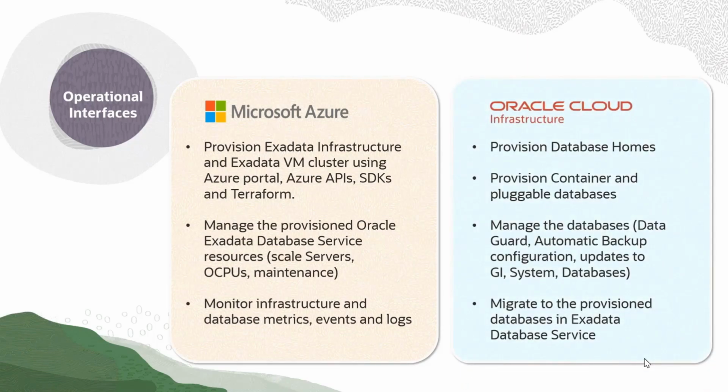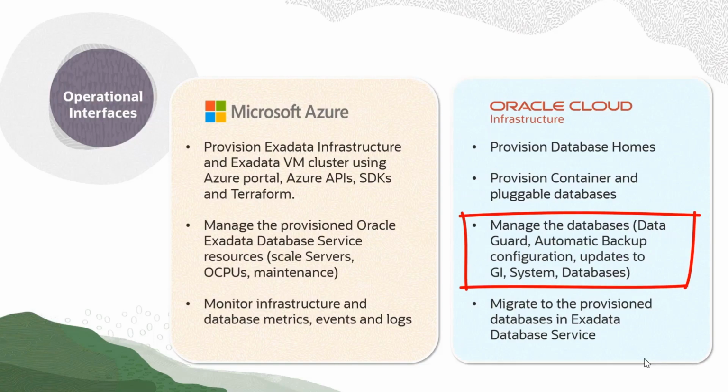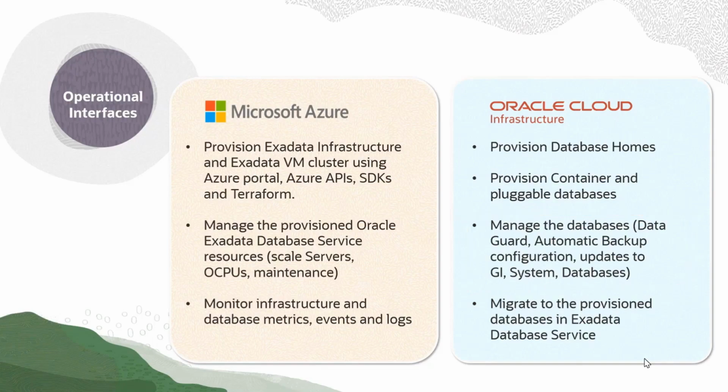Activities that are performed entirely in the OCI portal are very database specific. You provision version specific Oracle database homes in the Exadata VM cluster that was provisioned in Azure. Using those Oracle database homes, you provision container and pluggable databases to be connected to your application. Database management activities like automatic backup configuration and Data Guard can be enabled from the OCI portal. You can also update the grid infrastructure, database, and system updates. You can migrate to the provisioned Oracle database using the conventional tools or the automated tools like Zero Downtime Migration or the OCI Database Migration Service.